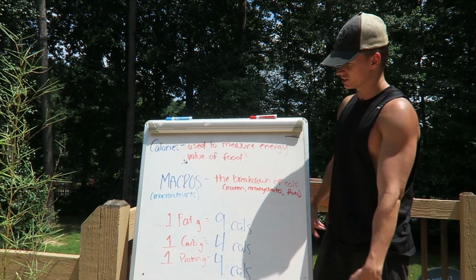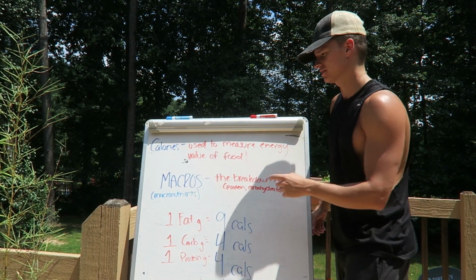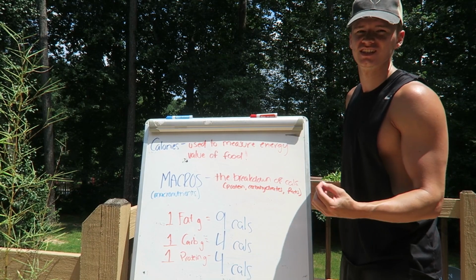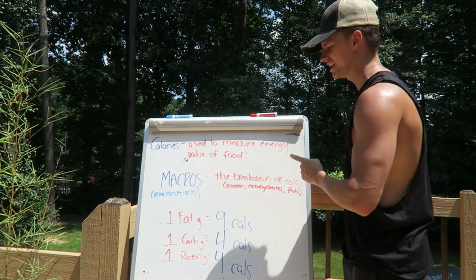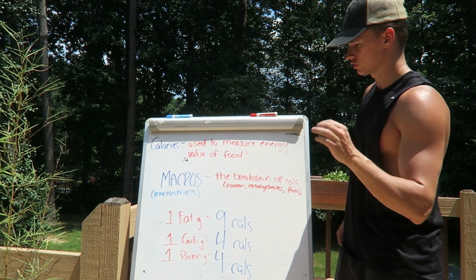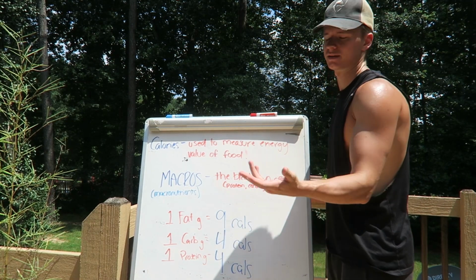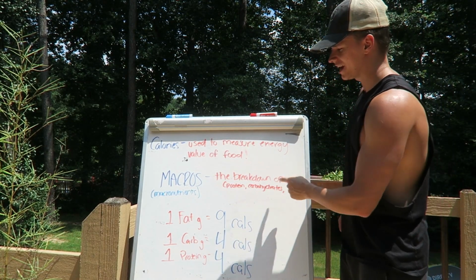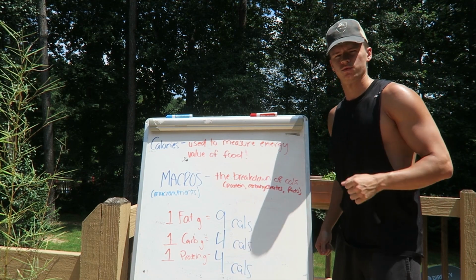Okay, so to accurately track macros, you obviously have to know what they are. So let's start at calories. So calories, they have a very scientific definition. My definition is calories are used to measure the energy value of food. So that's my definition. Now let's go to macros. Macros are macronutrients, same thing. Macros are the breakdown of calories. And macros are your protein, your carbohydrates, and your fats. That's what we're focusing on.